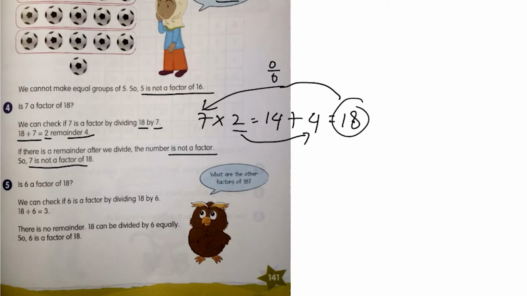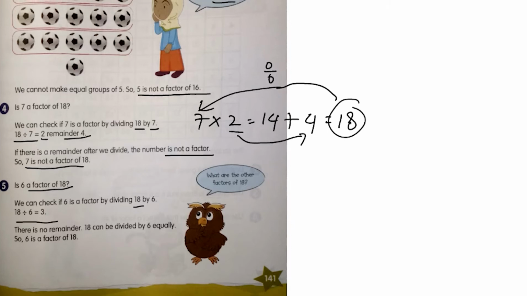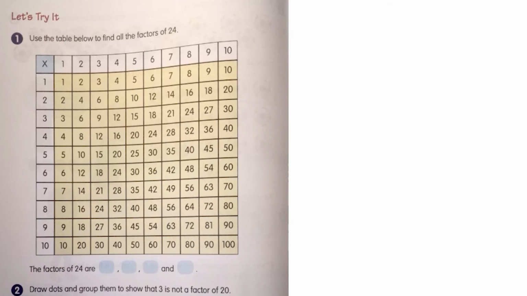Now 5. Is 6 a factor of 18? Okay, we can check it by dividing 18 by 6. Okay, like this. There is no remainder, so 6 is a factor of 18.